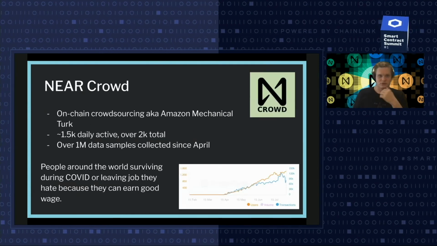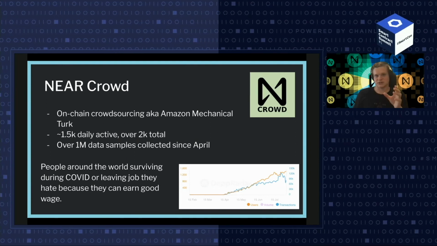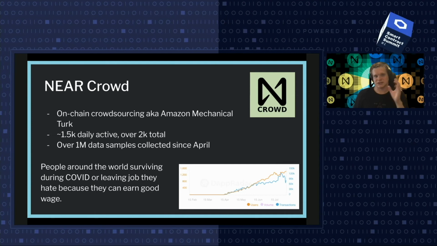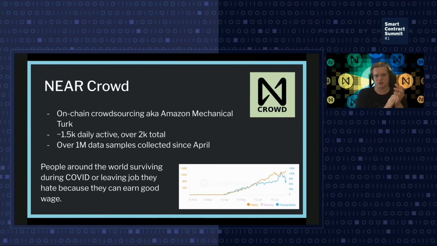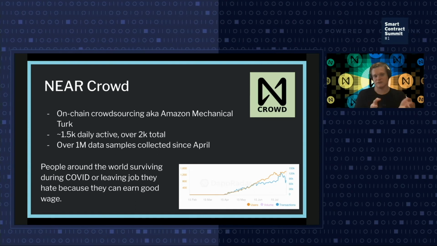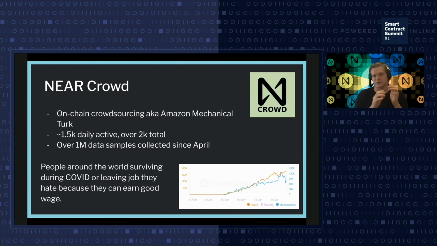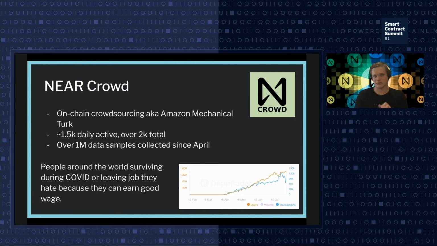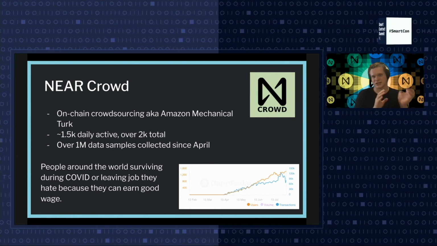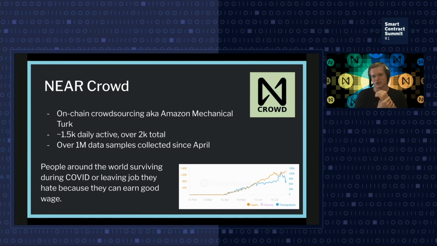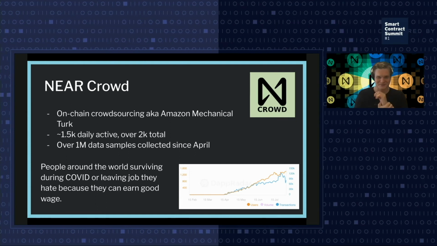So just to give you an example of this already working, right? This is an app on Near that is pretty much doing crowdsourcing. It's similar to Amazon Mechanical Turk, and it has 1,500 daily actives, over 2,000 people total, and it's already collected 1 million data samples since April. And for comparison, at Google, a different task, but I was doing similar collection, and it took us like 3 years to do something like this.